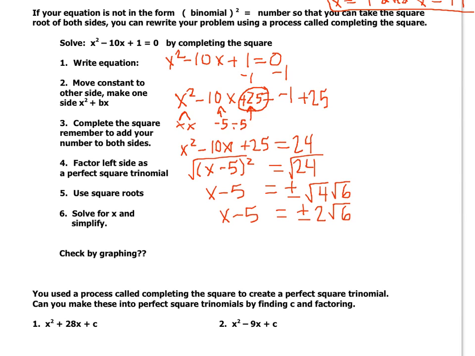But on the left side, x isn't all alone, so I need to add 5 to both sides. So that cancels. I have x equals 5 plus or minus 2 times the square root of 6. Okay? So one thing you could do is check by graphing. You could plug 5 plus 2 square root of 6 into your calculator and simplify it, and 5 minus 2 times the square root of 6 into your calculator and simplify, and then check to see if that works when you graph it. See if those are where your intercepts are.